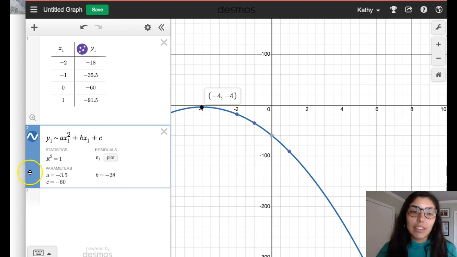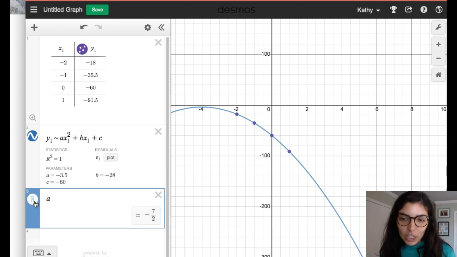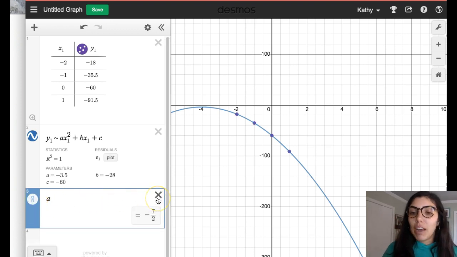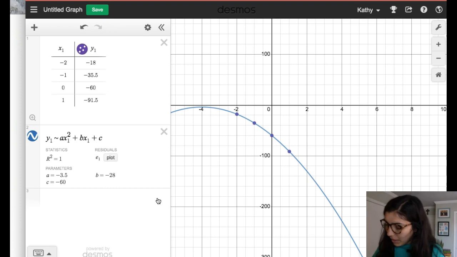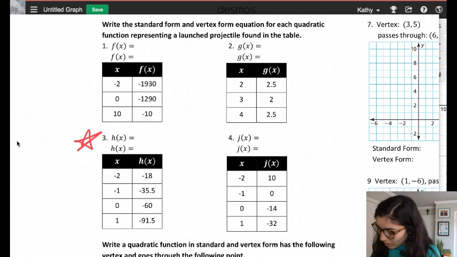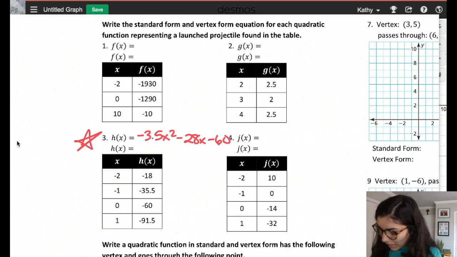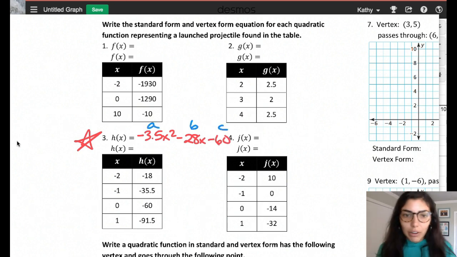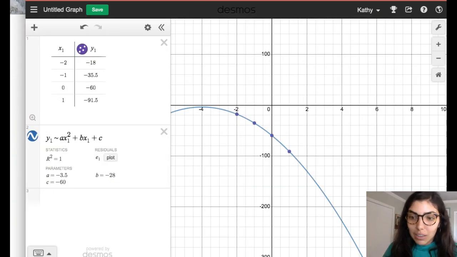Now, negative 3.5 is a nice looking decimal. If you wanted to use a fraction version of it, you just ask Desmos to tell you what a is as a fraction. But I'm going to go ahead and use negative 3.5. If you see negative 7/2 on the notes, that's because that's the same fraction. Okay? So we would come back to our notes, and we will write down that standard form function. We'd have h of x equal to negative 3.5 x squared minus 28x minus 60. That's the a, the b, and the c that I got out of Desmos. Negative 3.5, negative 28, negative 60, the same numbers.